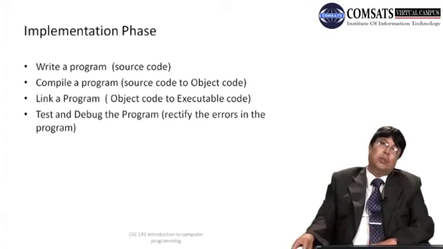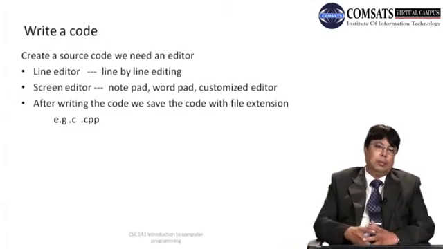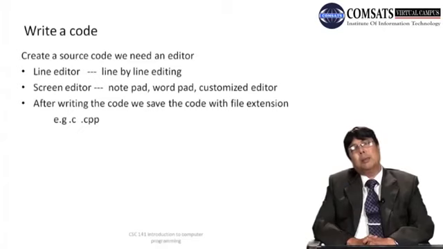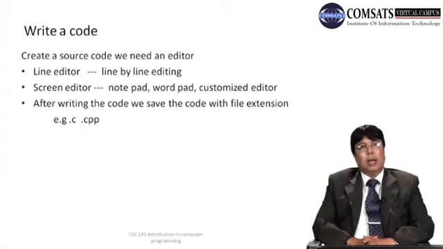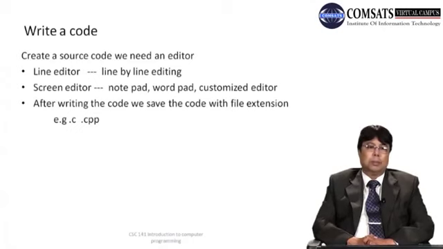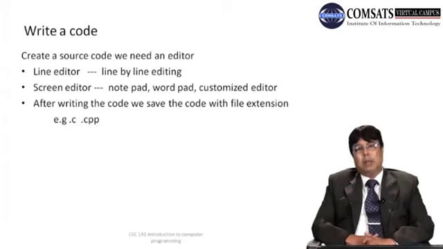So let us discuss these 4 steps. Write a code. This is step number 1 of phase 2. लेकिन अगर हम प्रोग्रामिंग के स्टेप्स की बात करें तो this becomes step number 3. Create a source code. We need an editor. We used to have 2 types of editors. Historically, we used to have the line editors, where we perform the editing line by line.